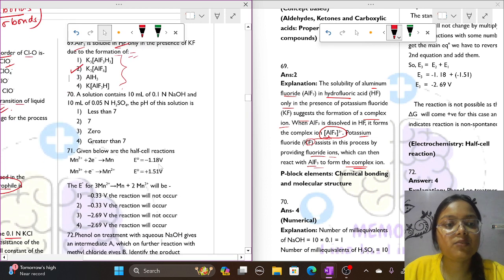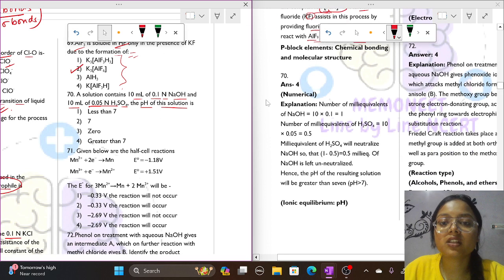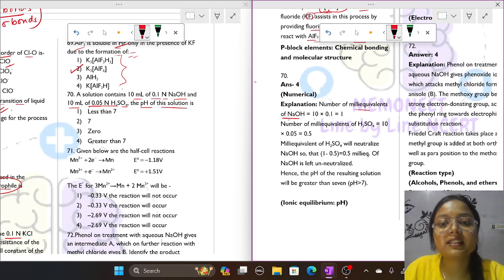Question number 70. What does question number 70 say? A solution contains 10 milliliter of 0.1 normal NaOH and 10 milliliter of 0.05 normal H2SO4. We have to find the pH of the solution. So, the number of milli equivalents is volume into normality. So the milli equivalents of NaOH come out to be 1.